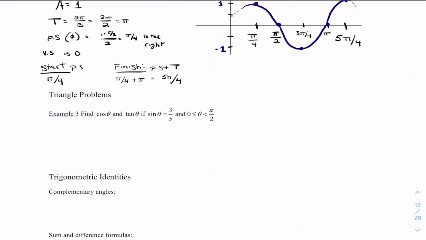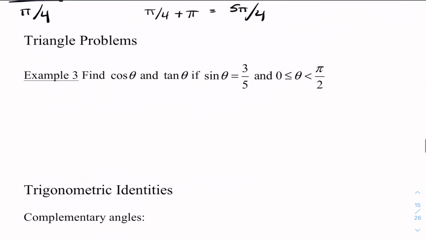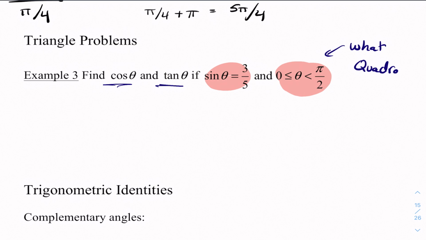Other ways you see trig functions. It will say find given trigonometric functions where I give you this value to draw a triangle, and this portion tells you what quadrant. And that's key. You need both of these to figure out where to draw your picture.